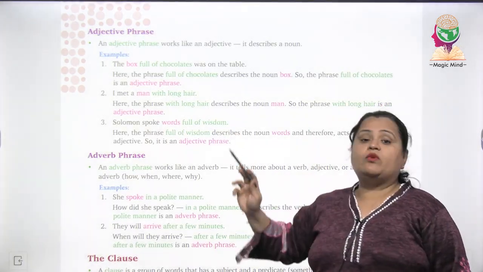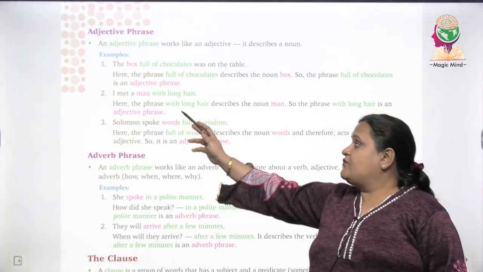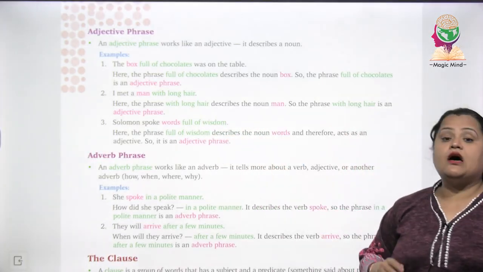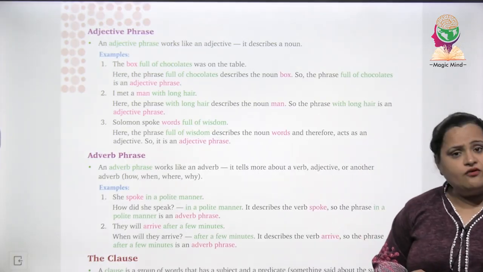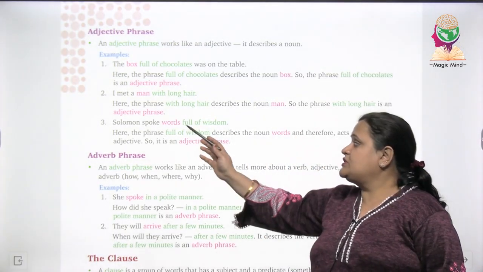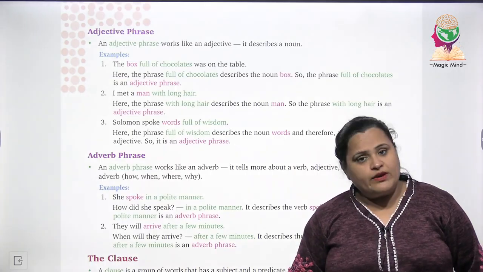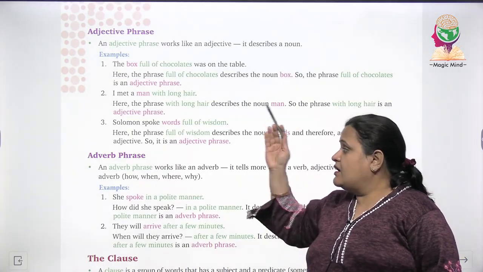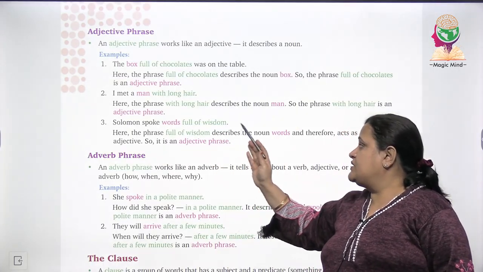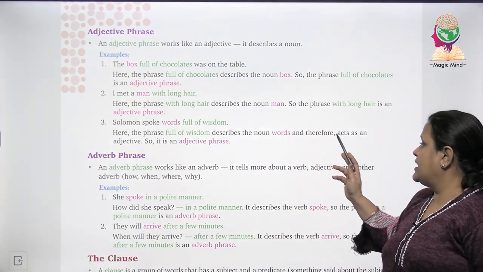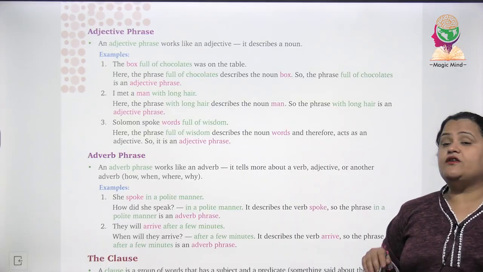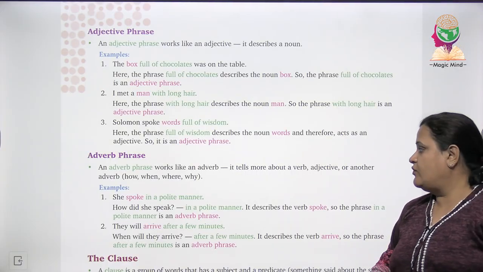I met a man with long hair. Here the phrase with long hair describes the noun man. So the phrase with long hair is an adjective phrase. Solomon spoke words full of wisdom. इसी तरह यहाँ पर phrase full of wisdom describe कर रही है noun को words. Okay, and therefore acts as an adjective, so it is an adjective phrase.